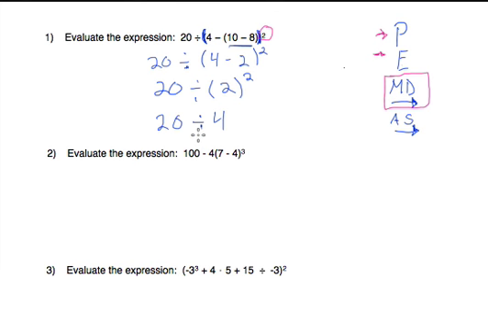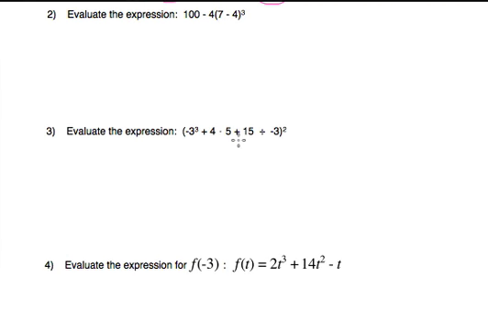Now we're just left with multiplication and division. We only have one of those. We've got division. So we put a little rectangle around that, and then we simplify that. 20 divided by 4 is what? 5. And so your answer is 5.